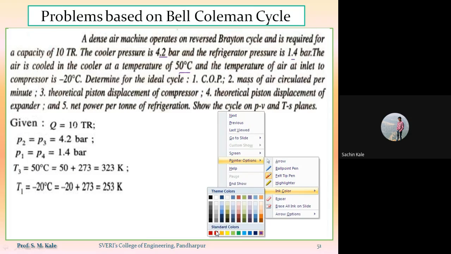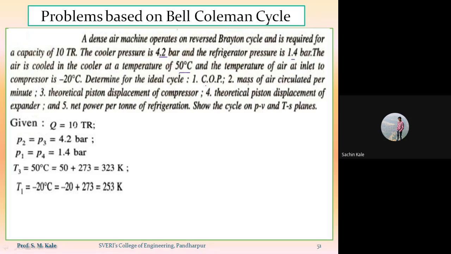Here, if you see, first thing we have to calculate the value of COP. Second thing, we have to calculate mass of air circulated, that is nothing but m dot a. Third thing, we have to calculate theoretical piston displacement of compressor.